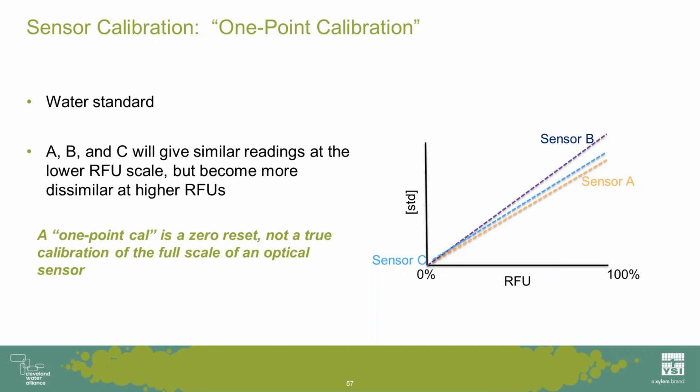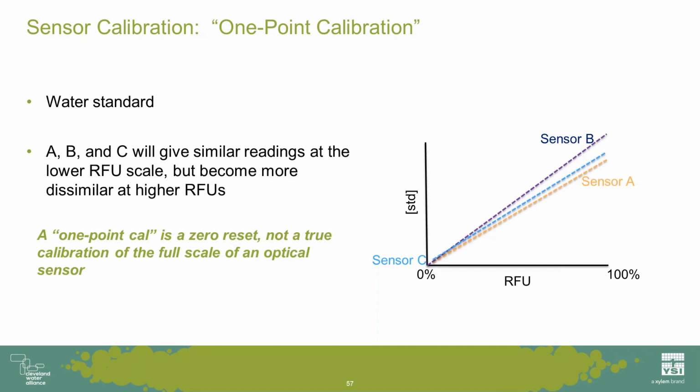So in the case of these algae sensors, using a water standard to basically reset the 0 point on the sensor is a 1-point calibration. So if you are using 3 different sensors in your study, those sensors will read very closely on the lower end of their RFU ranges if you've done 1-point calibrations. Now, depending upon how differently they were reading at the higher end of their ranges at the outset, they could end up being quite different at the higher RFUs.